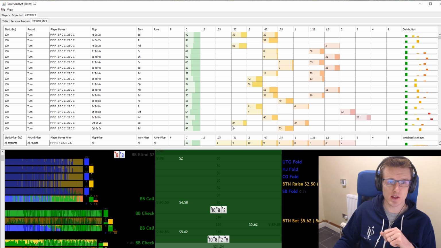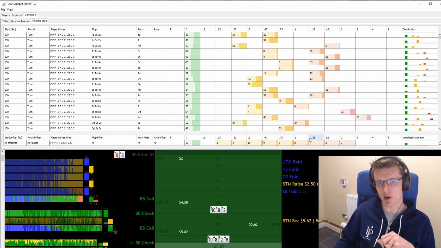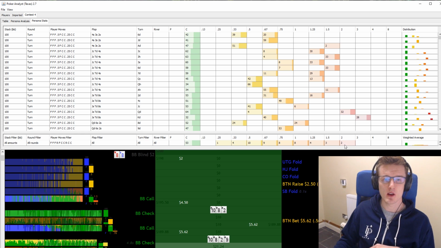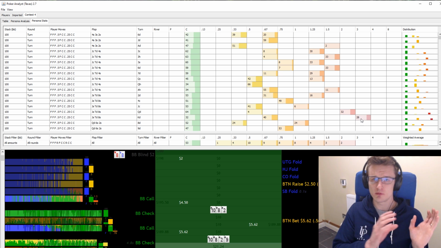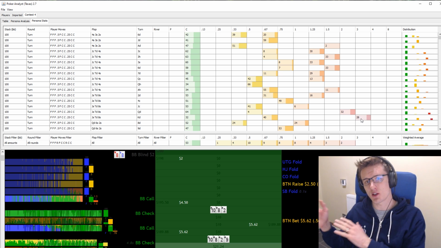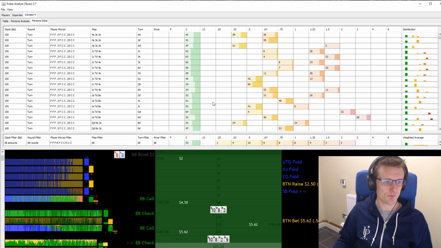You can also see that we're using a very wide range of different sizings when we're barreling the turn, all the way down to quarter pot, some small amounts of the time, and all the way up to 2 times pot or so, a couple of percent of the time. And even, like this particular example here, going up to around 3 times pot. So, everything from very small turn barrels to very large turn barrels, depending on what the situation is.